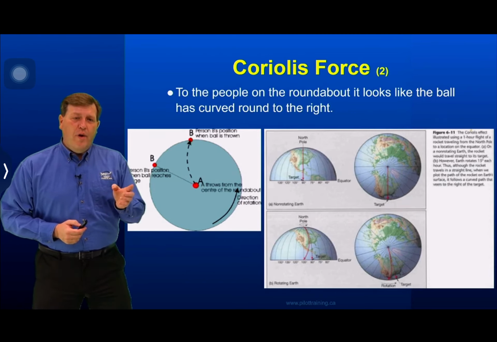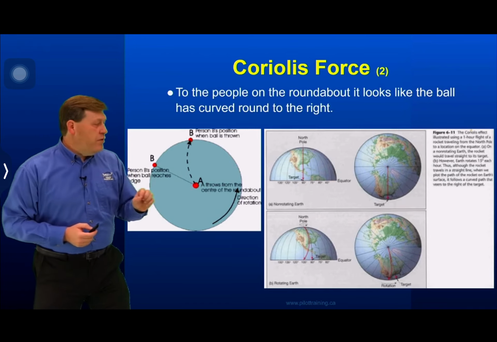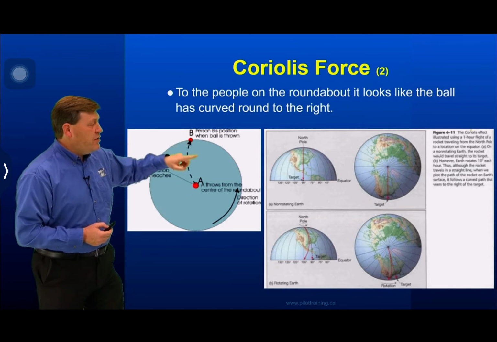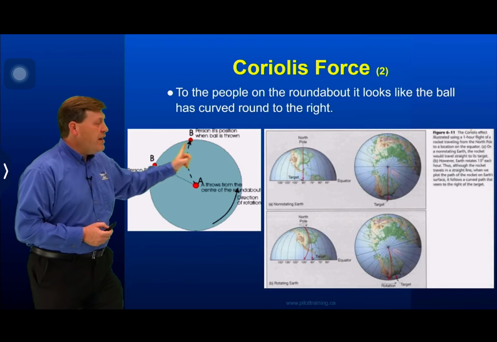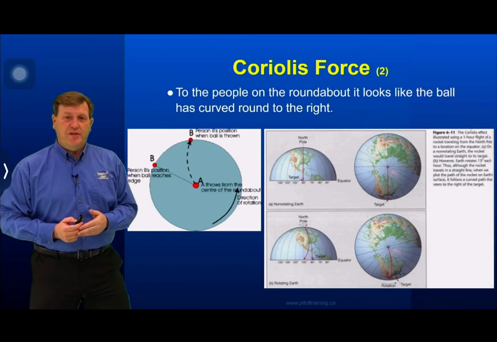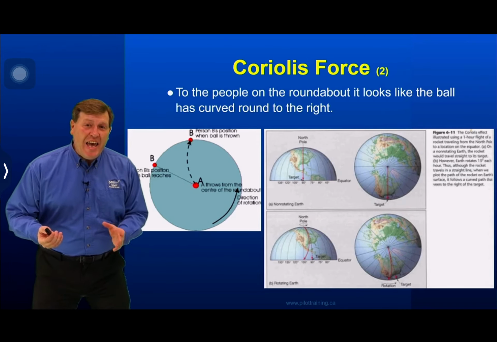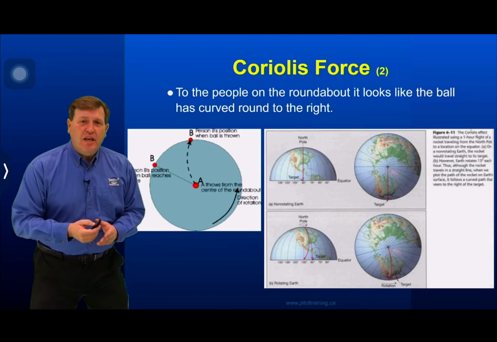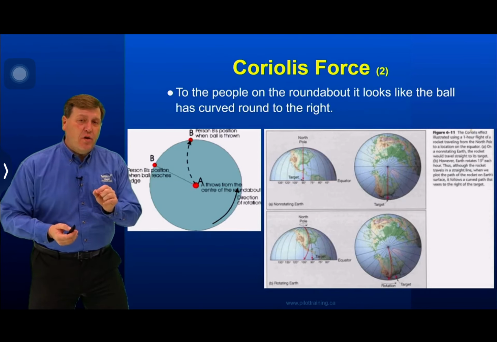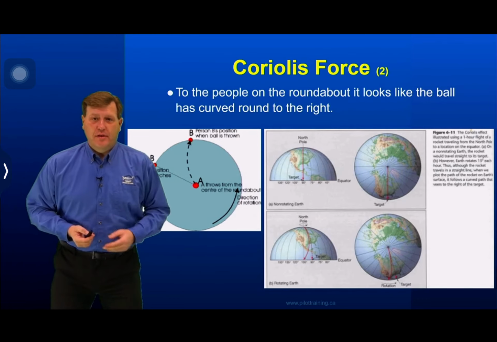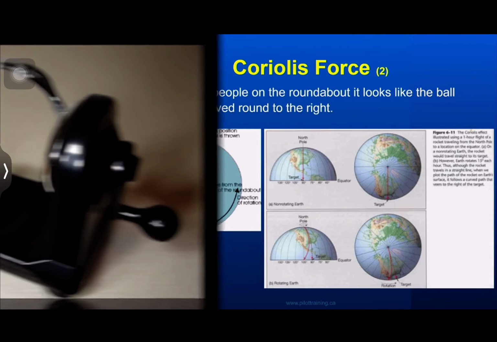Okay, if you threw a ball on a merry-go-round, you would see that the ball would appear to be curved to the right if you were spinning the merry-go-round in the same direction the Earth rotates. For us, though, let's actually use a spinning apple to see how the Coriolis force creates this deflection of winds to the right. All right, let's go over to the video then.